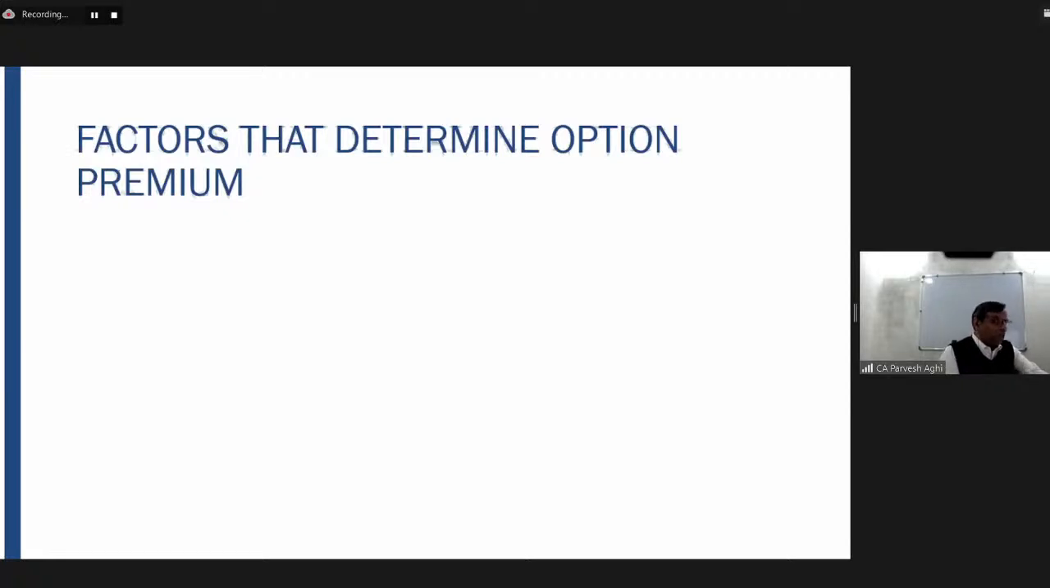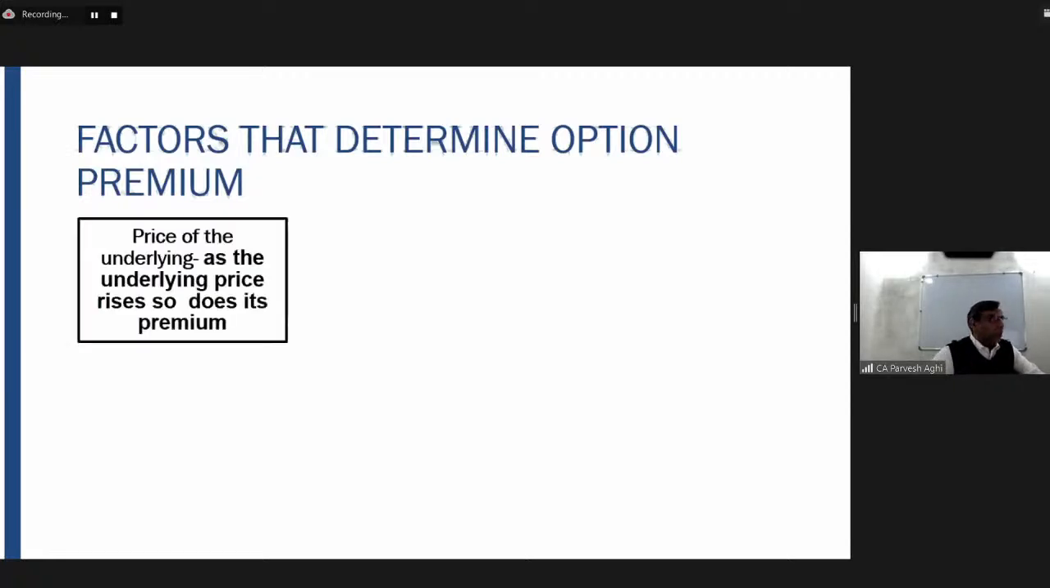Factors that determine the option premium. First is the price of the underlying. If the price of the underlying, that means dollar versus rupee, if the dollar starts moving up against the rupee, then the premium will also go up for the relevant option. So price is very important. If the price of the underlying goes up, the premium also goes up, but with respect to the strike price.